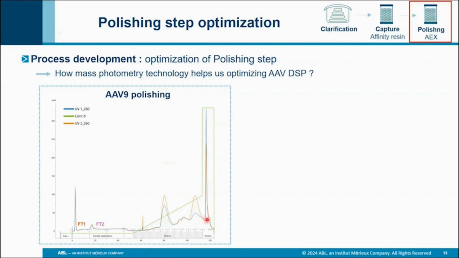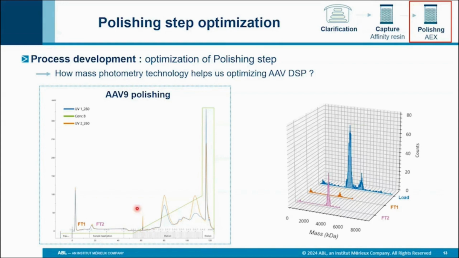What we did here is we took all the fractions and analyzed them with the SAM-XMP. It took us maybe 2 hours, but in 2 hours, you have a clear picture of what happened during the polishing step. What I wanted to show you today is that we looked at the load and also at the flow-through samples because we had some signal in the flow-through, so everything that didn't bind to the column. As you can see, we have our load's empty peak and full peak, and in the flow-through, we actually lost a little bit of empty AAV, which is good.